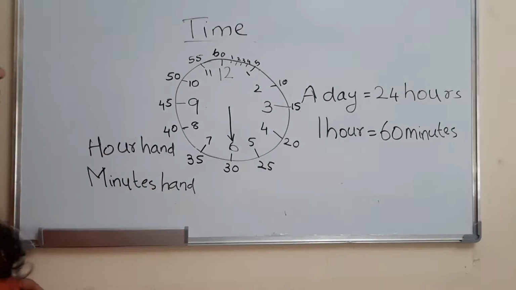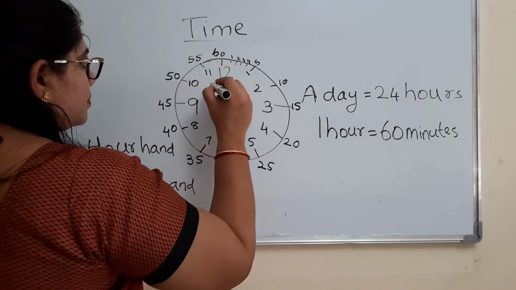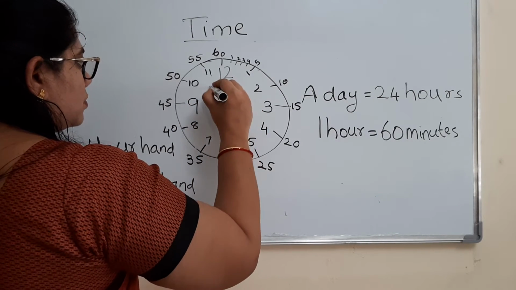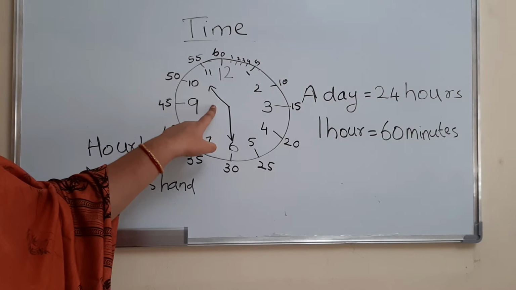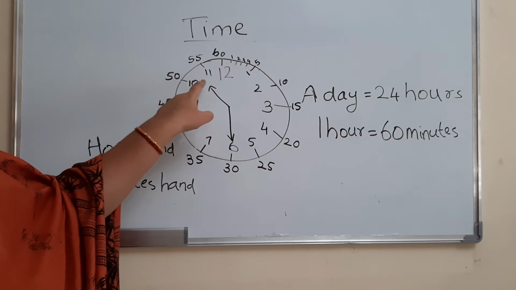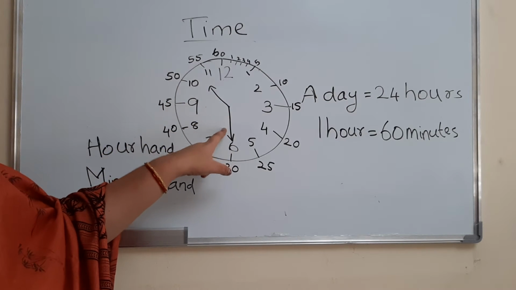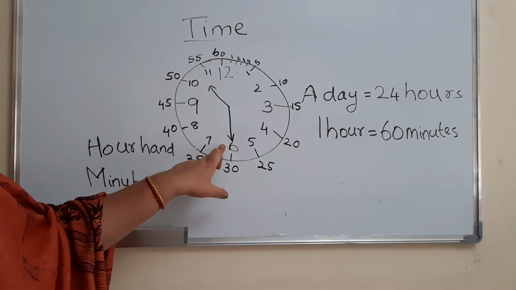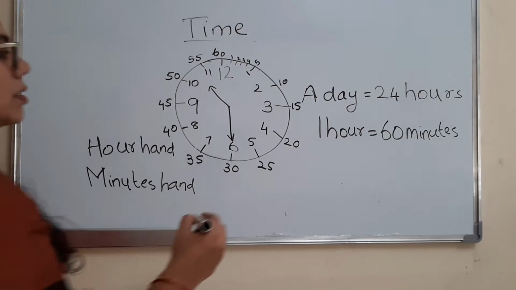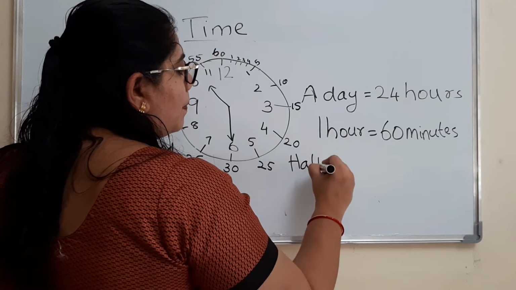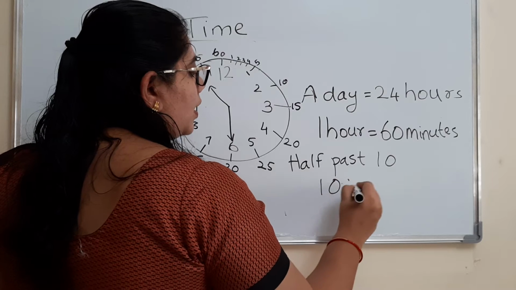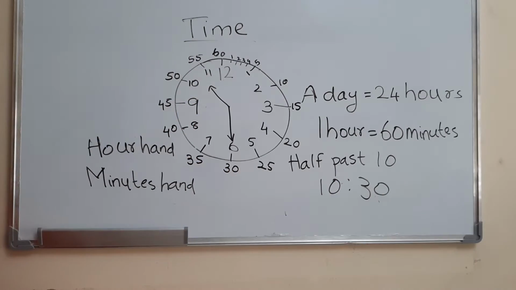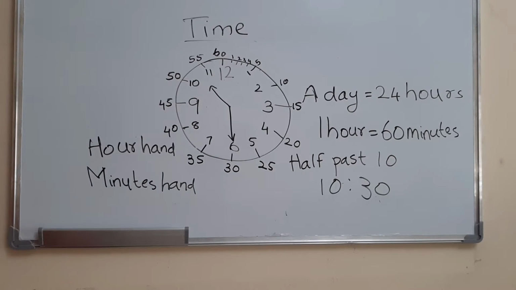Tell what is the time now? Here, the hour hand is showing between 10 and 11, right? And the long hand, the minute hand, is showing on 6. So the time is half past 10 or 10:30. We will call it 10:30 or half past 10. Okay.